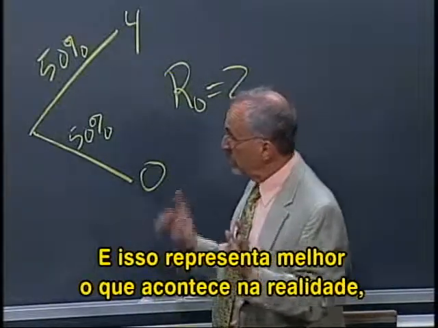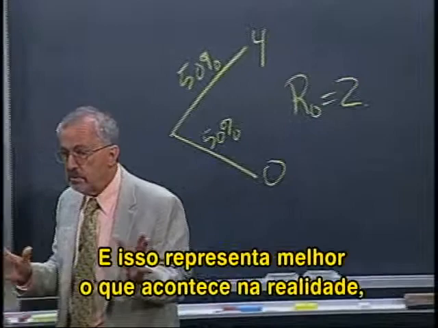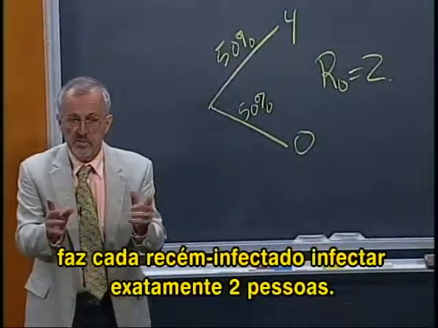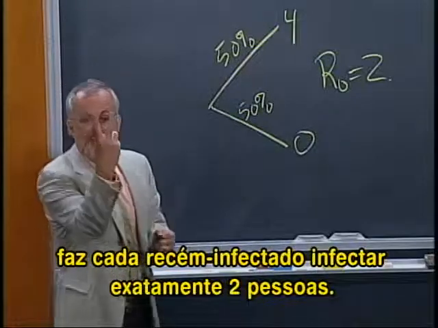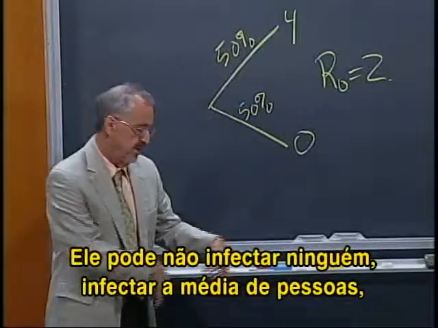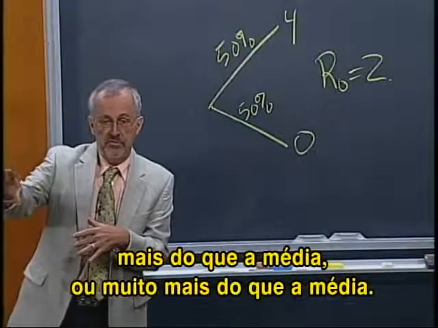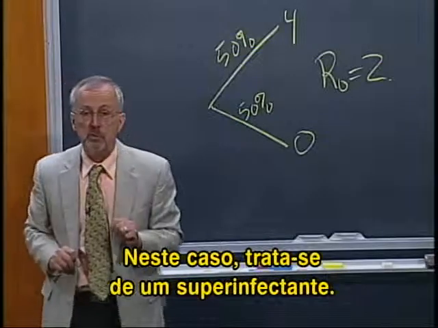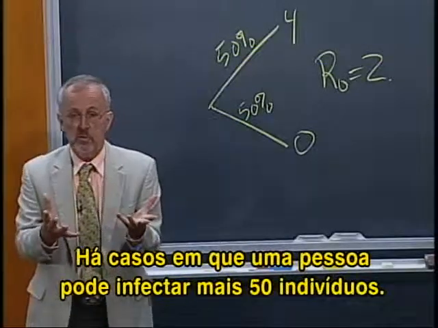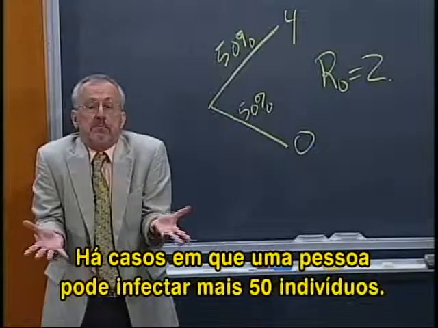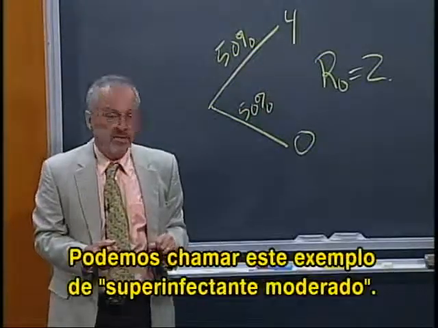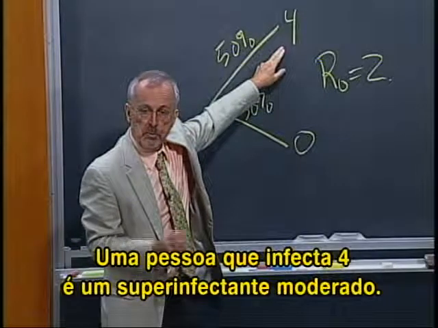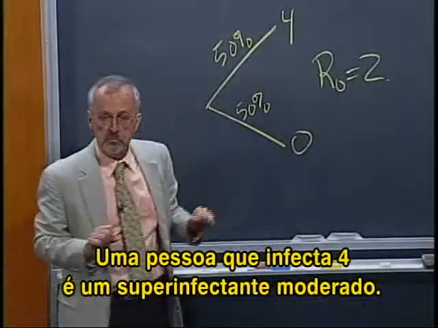And this is a much more realistic depiction of what happens in real life, because no known infectious disease is such that each newly infected person infects exactly 2 people. Sometimes they infect 0, sometimes the average, sometimes above average, sometimes way above average. The way above average are the so-called super spreaders. And there are cases where one person might infect 50 other people, and still R0 could be 2. So we might call this example moderate super spreaders. So the people who infect 4 people are moderate super spreaders.